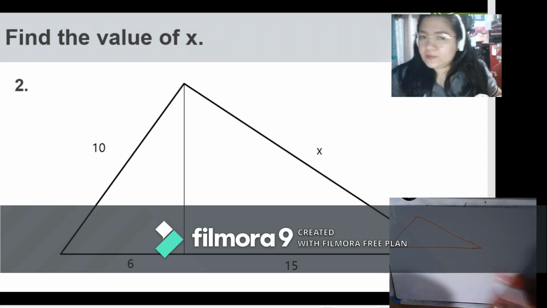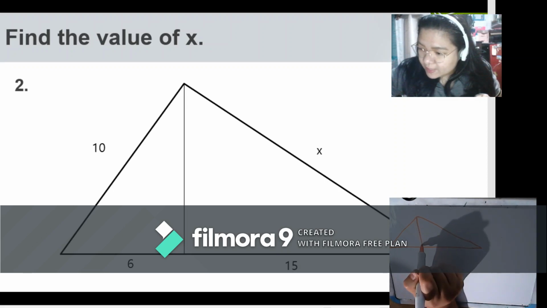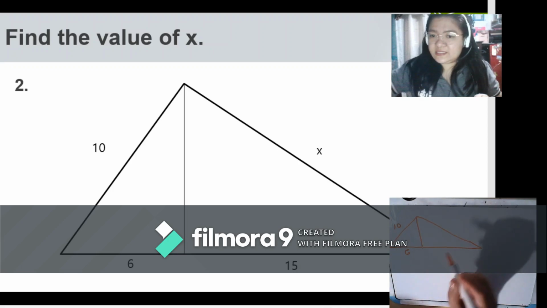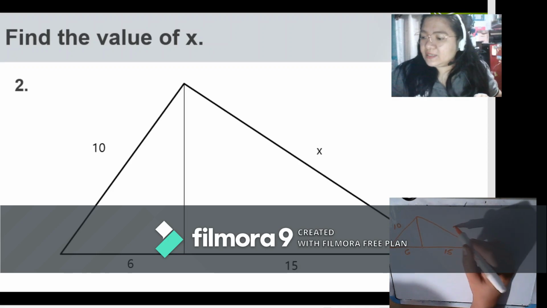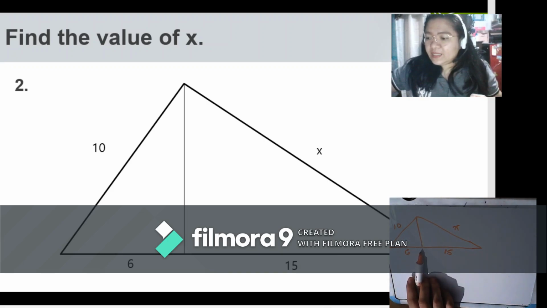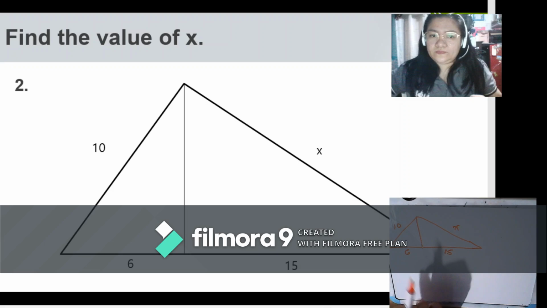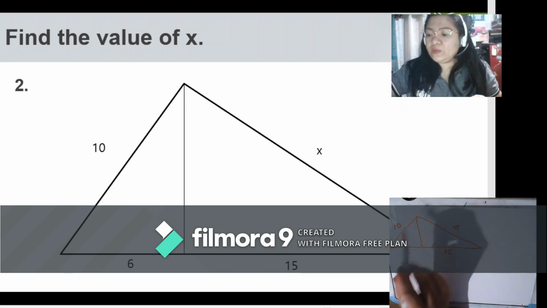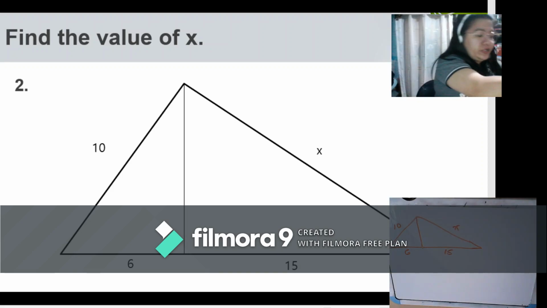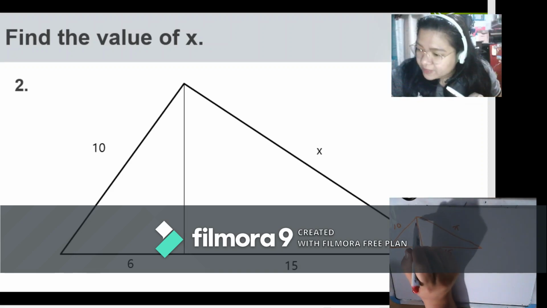So here's the altitude. This is 10, 6, 15, and x. First we have to find the length of this altitude. We will be using the Pythagorean Theorem dealing with the smaller right triangle. We will be solving this first.